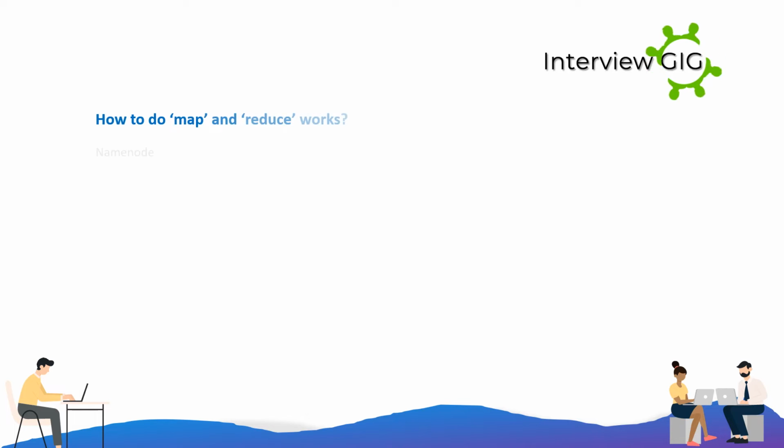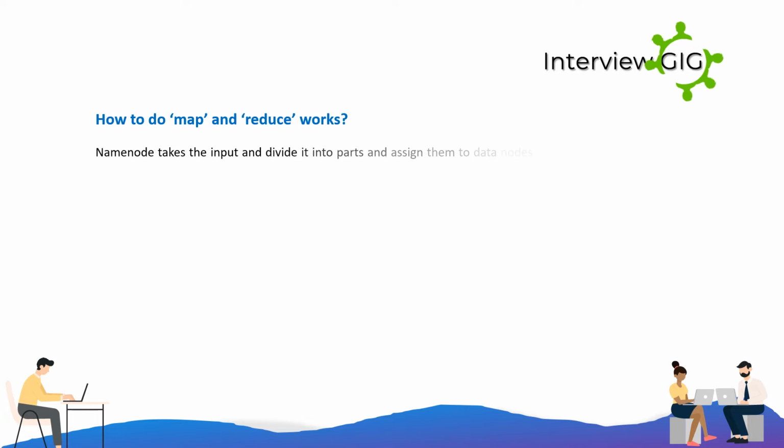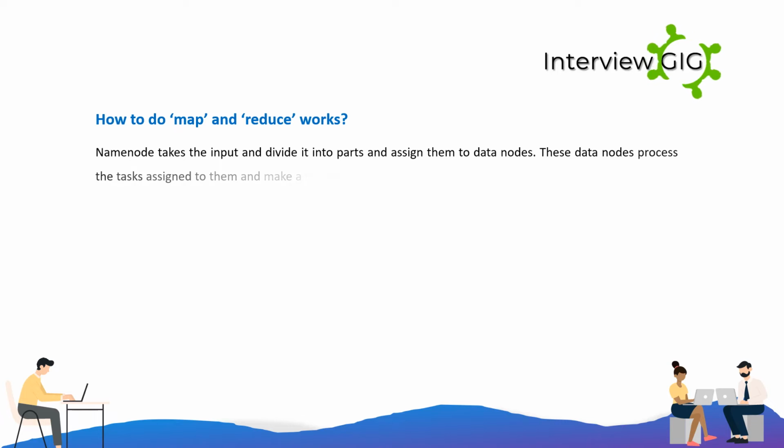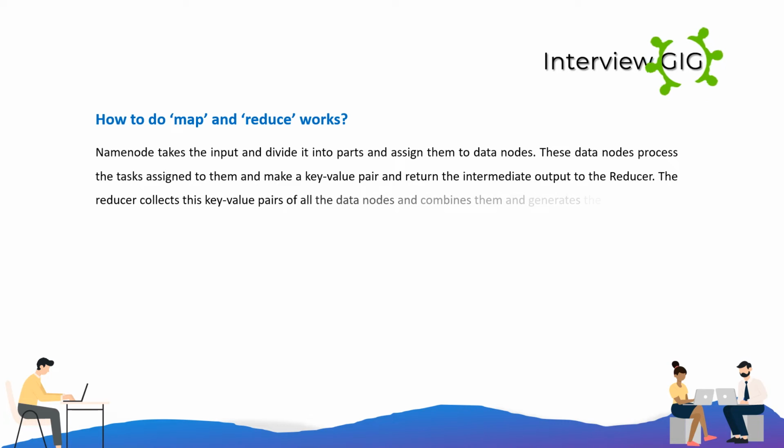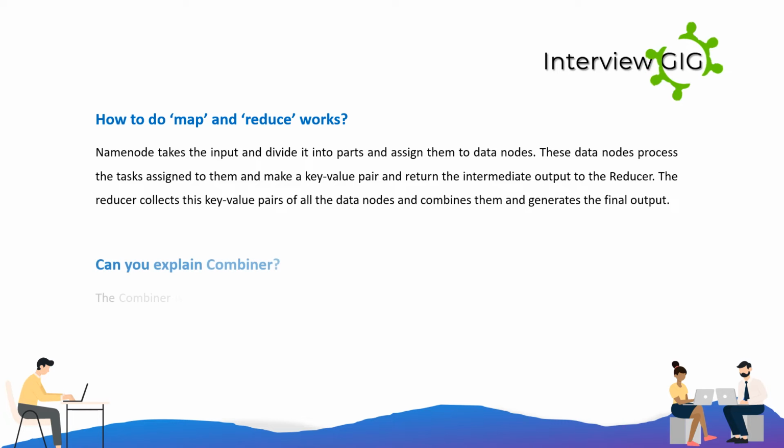Name node takes the input and divides it into parts and assigns them to data nodes. These data nodes process the tasks assigned to them and make a key value pair and return the intermediate output to the reducer. The reducer collects these key value pairs of all the data nodes and combines them and generates the final output.